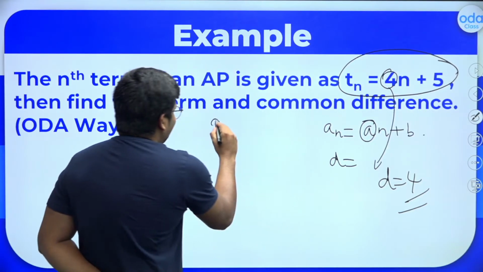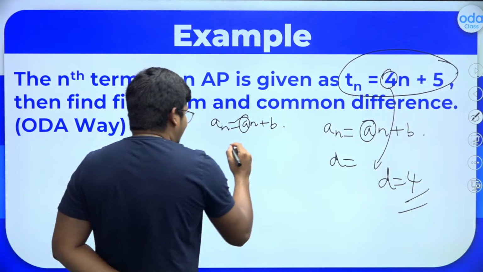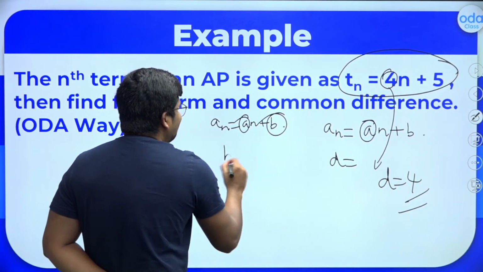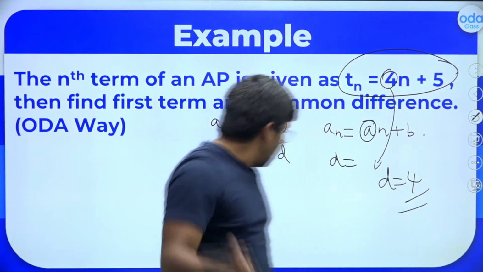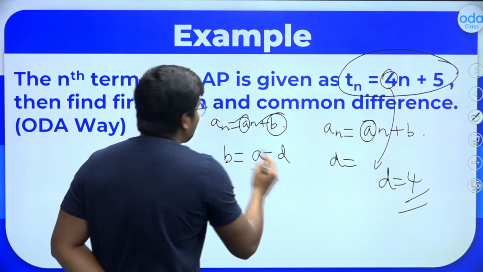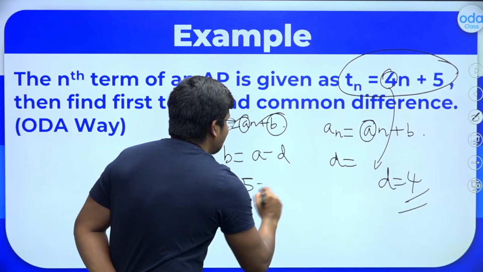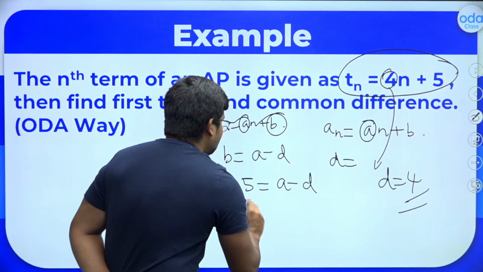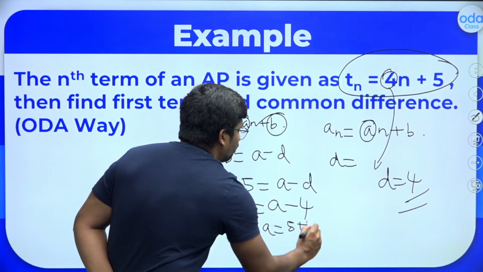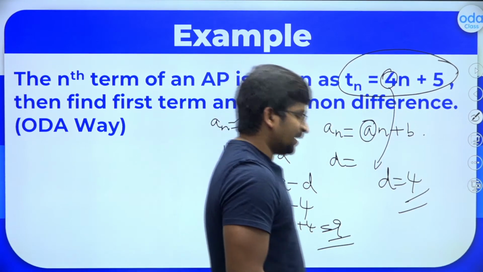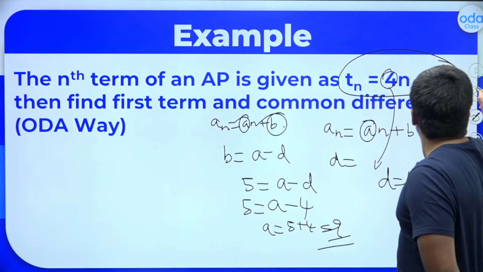Don't worry. In the case of Tn is equal to An plus B, the common difference is there, and the constant term B will be the same as A minus D. That means first term minus common difference will always be B. So in this case, what is equivalent to B? The constant term, which is 5, will be the same as first term minus common difference. That is, 5 will be the same as A minus 4, which means A will be 5 plus 4, which is 9. I hope it is clear to all of you.